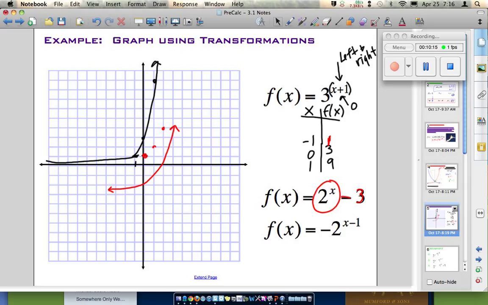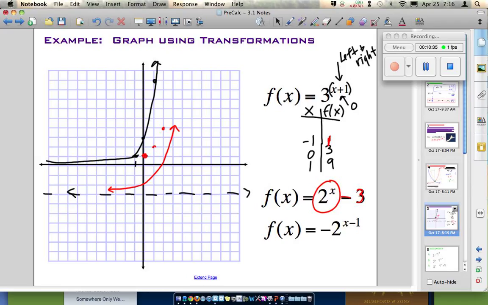So this graph no longer has an asymptote at 0 because it's been shifted, but it has an asymptote at -3. So I would want to sketch that in to show that that asymptote occurs at -3. Okay. Once again, you can always just make a table.